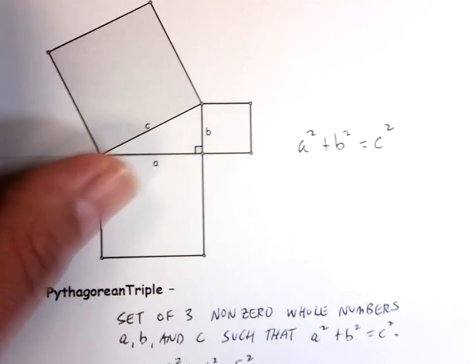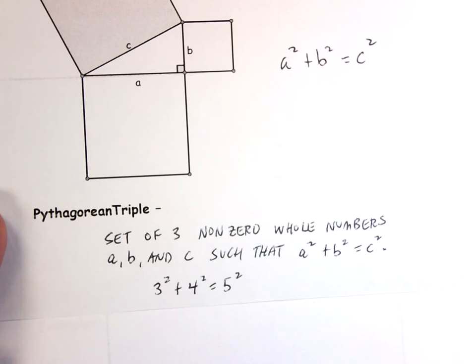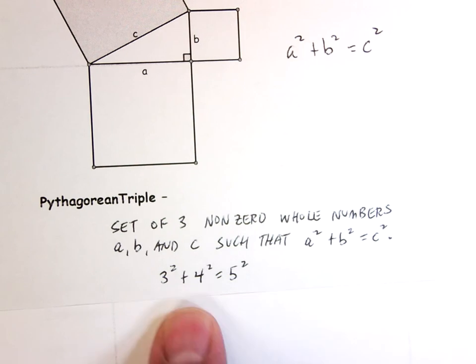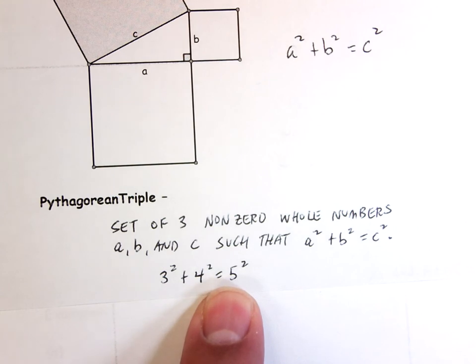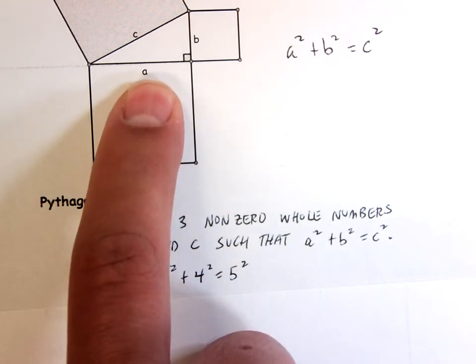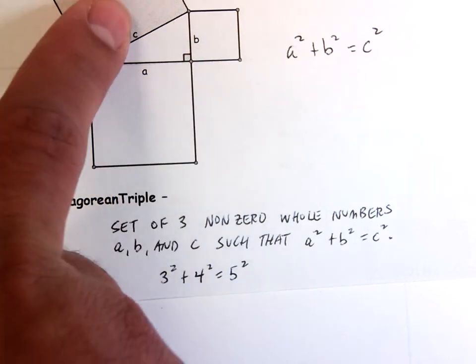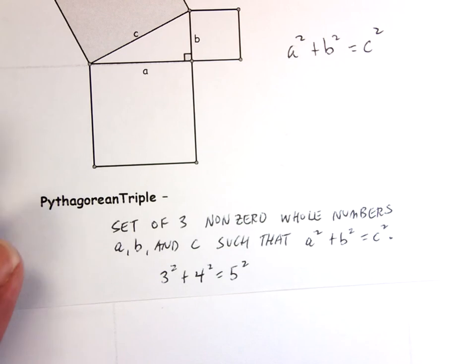Pythagorean triples are nice because they can save you some time if you can remember some. All it is is a set of three non-zero whole numbers, a, b, and c, such that a squared plus b squared equals c squared. For example, one famous Pythagorean triple is 3, 4, 5. Because if I do 3 squared plus 4 squared, that's 9 plus 16, which is 25, which is equal to 5 squared. So if I know that this is 3 and I know this is 4, I don't have to do the Pythagorean theorem. I already know that that's 5 if I can remember a Pythagorean triple.